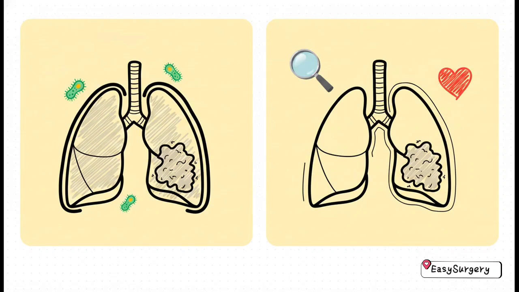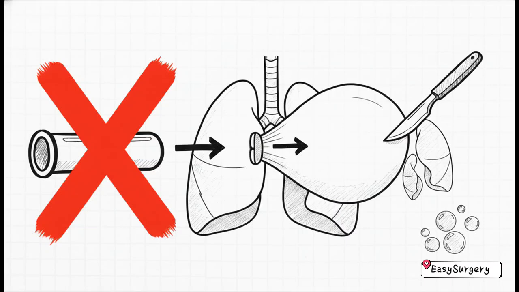Extralobar sequestrations, however, have their own entirely separate pleural layer. That gives them a much lower infection risk, but beware, they carry a massive 40% association with other congenital defects like CDH. Finally, I want you to burn this clinical trap into your memory regarding congenital lobar emphysema, or CLE.